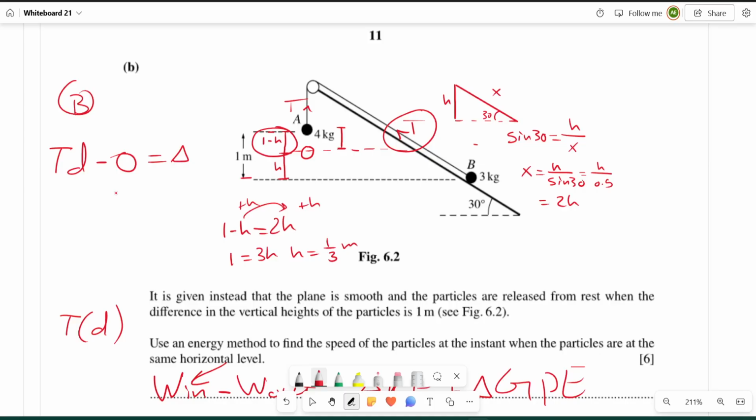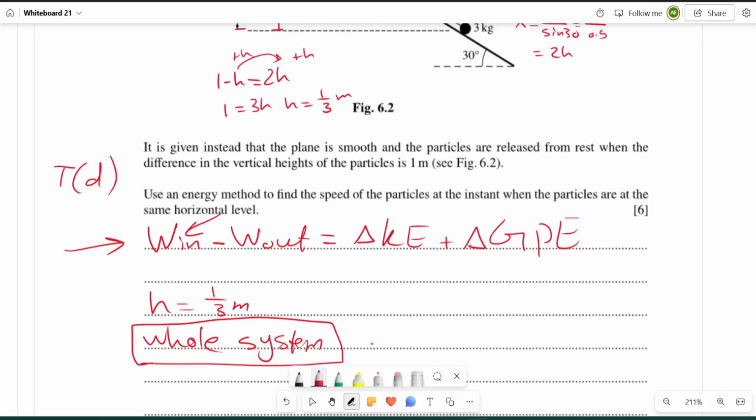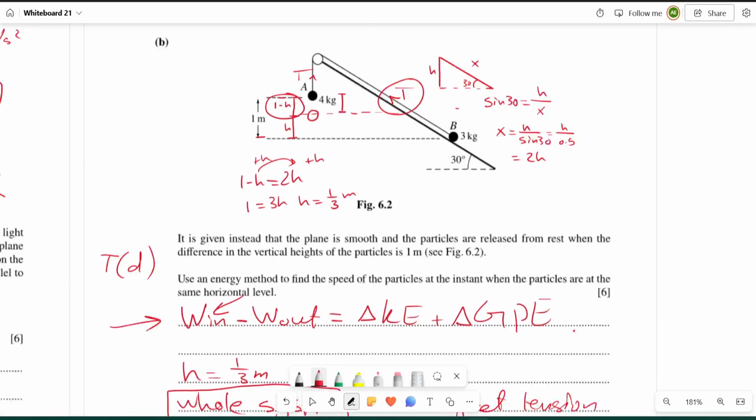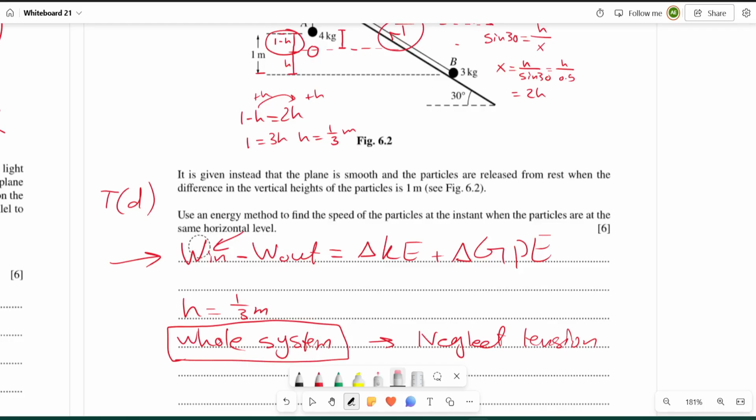But here what I'm going to use is I'm going to take not B alone and not A alone as my system. I'm going to take the whole system and apply this equation for the whole system. When I take the whole system, then neglect tensions. Neglect any work done by the tensile forces. So over here, to take the whole system, what I'm going to do, let me write this.